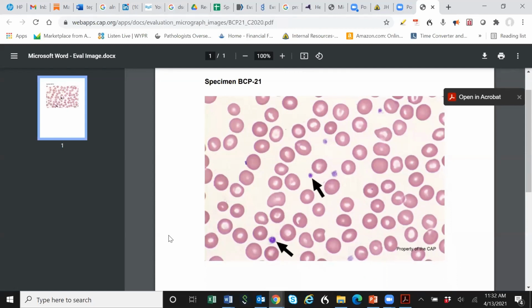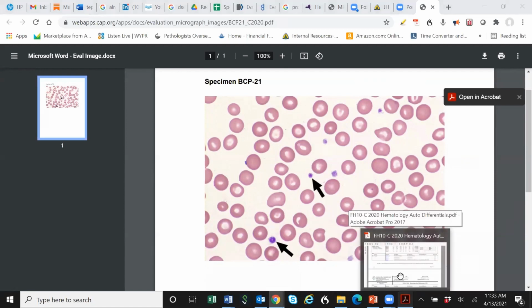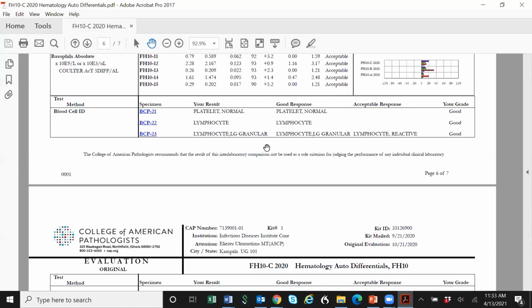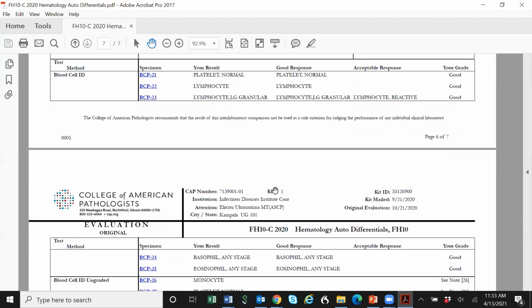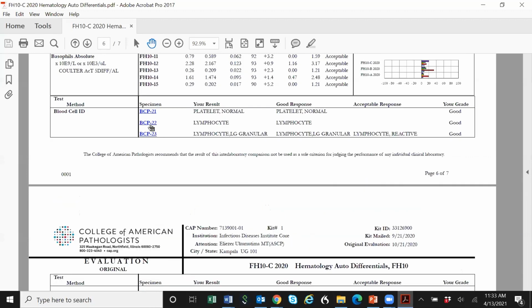When we enrolled for the PT, we got this picture and we had to say what it was. These are platelets basically that they're pointing to, but this is part of the same hematology EQA. So it's not just the automated stuff, it's also the pictures. So I'll go through a few of these. That one was normal platelets.